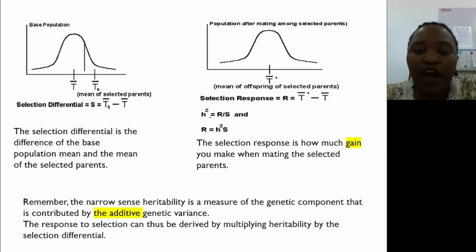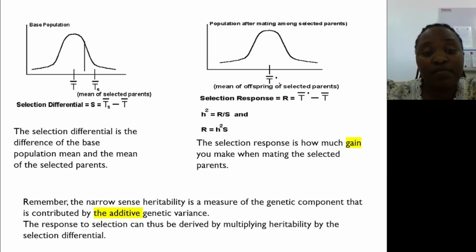Then how we get narrow sense heritability is using R, the selection response, over the selection differential. So the one that we are getting from the new mean of the offspring of the selected parents minus the base population, you divide by the selection differential, which you obtain from the mean of selected parents minus the mean of the base population.